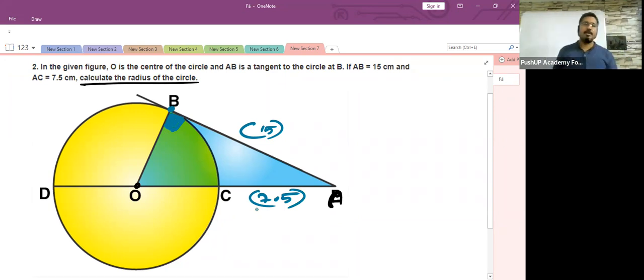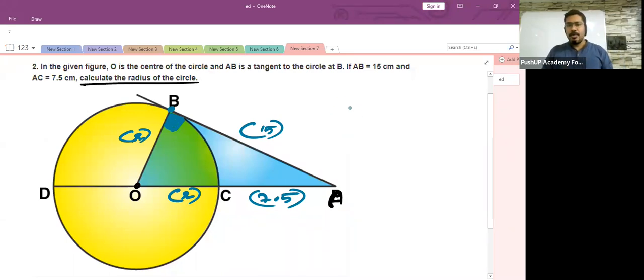All right. Now, children, pay attention. Don't attempt the sum anymore. I'll teach you. You have to find the radius of the circle. So OB is what? The radius. Even OC is what? The radius, isn't it? OB and OC both are radius.